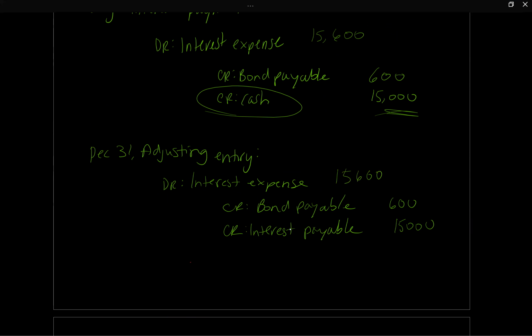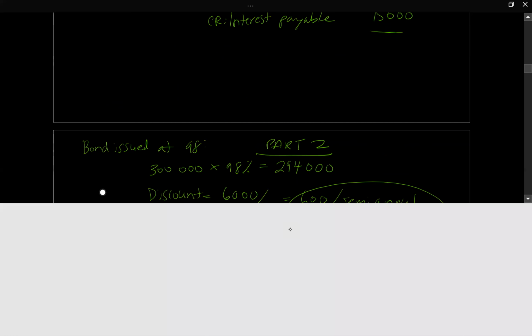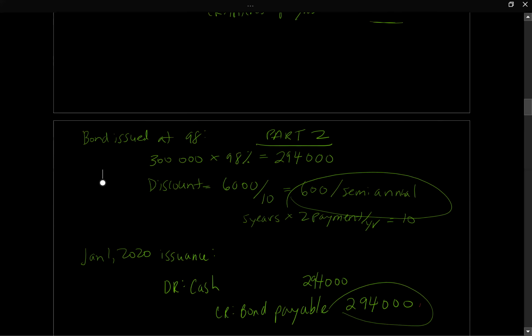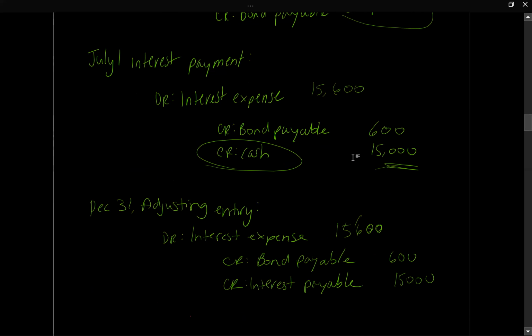An interesting point about the straight line method is that each entry is actually the same. So the entries don't fluctuate as they do with the effective interest method. So you can see that our two entries for July 1st and December 31st are the same. The only notable difference in the December 31st entry is that we're crediting the interest payable instead of the cash line. All right, well, that takes us through the conclusion of part 2.